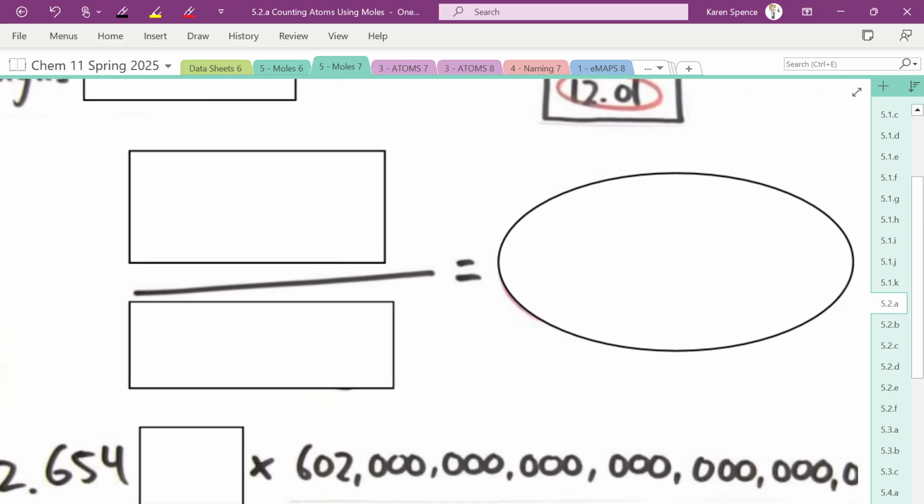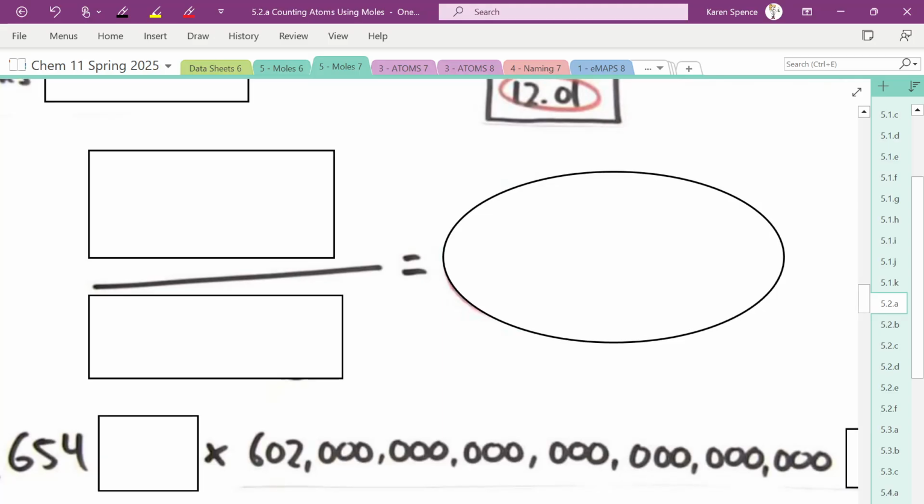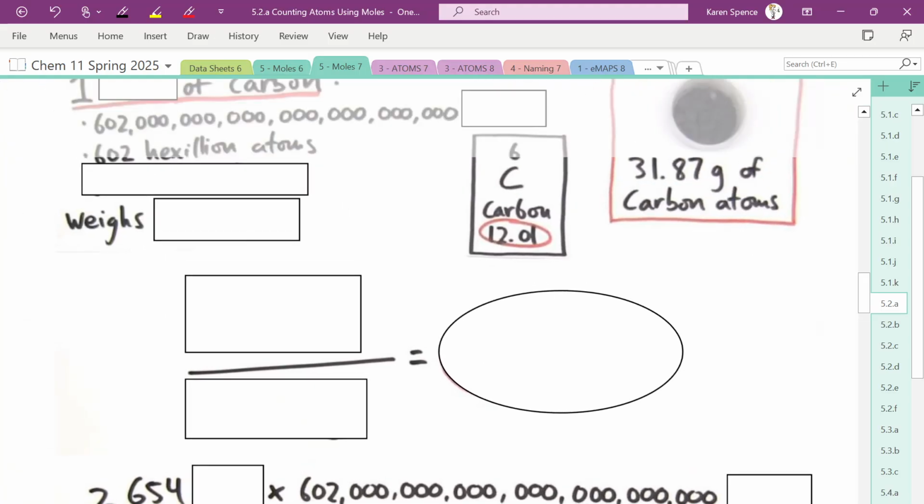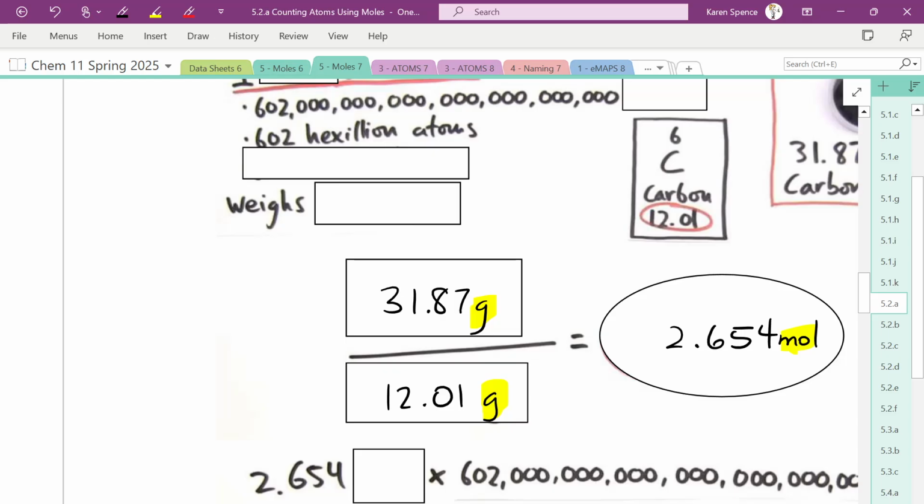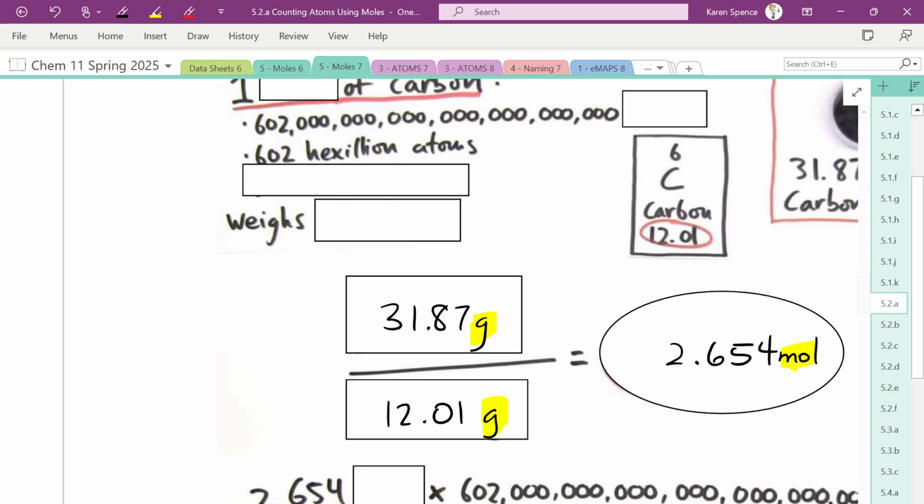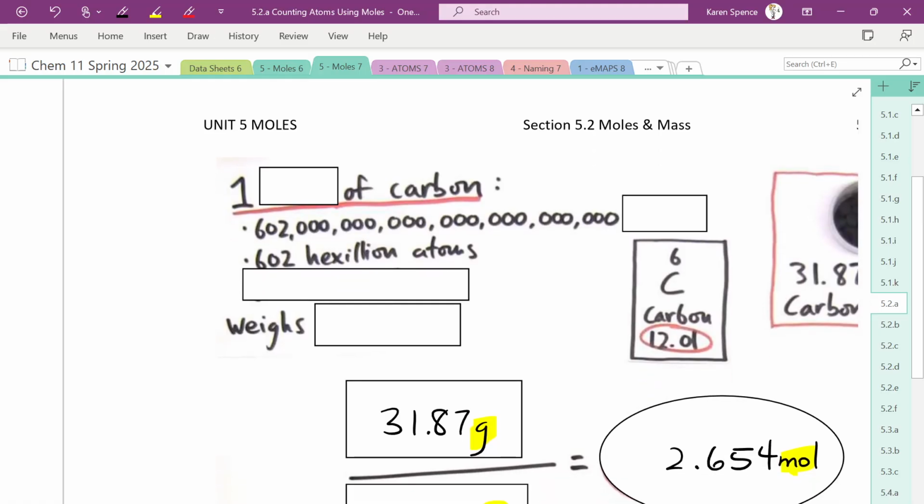So we got to here, and we had this number here. We had 31.87 grams divided by 12.01 grams, and we got 2.654 moles. Now, if you know me, I'm not really happy that I had grams and I ended up with moles. My units are not really looking so good there. So what we're going to do is we are going to use the molar mass as a conversion factor.